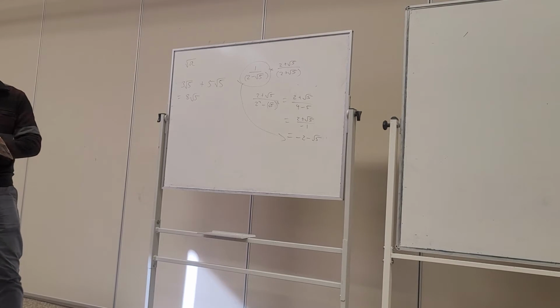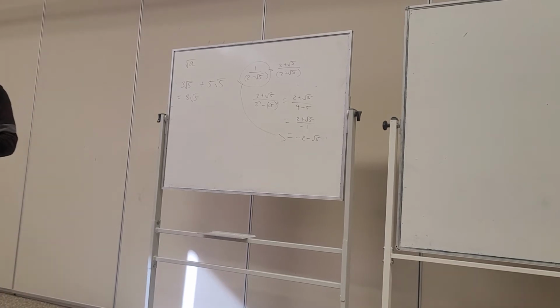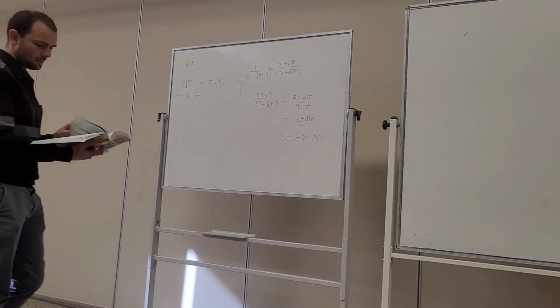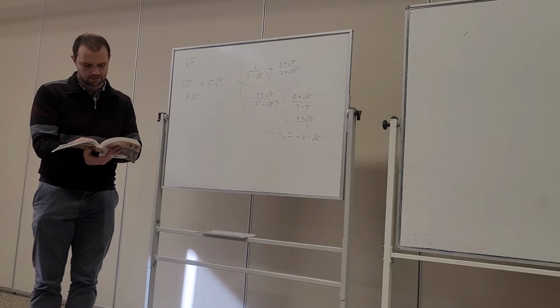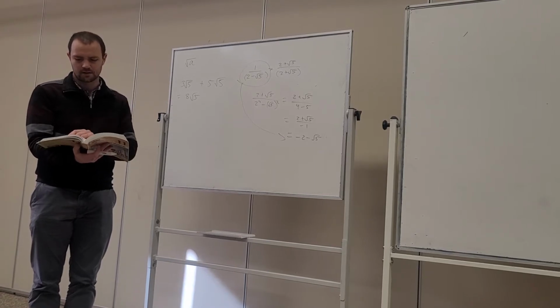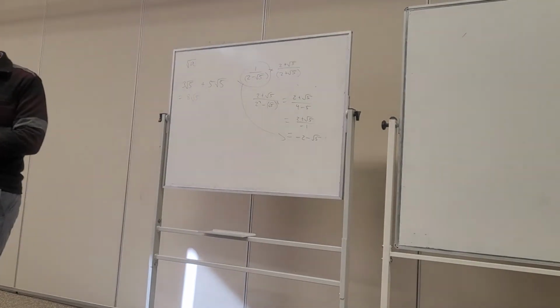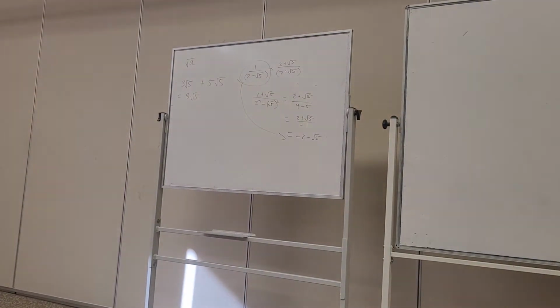Alright, so that's what we're doing in 12a. In 12b and 12c, we cover index laws. Okay, we've been doing index laws for a very long time. So yeah, simplification using index laws. 12d, scientific notation. So keep scrolling through with me. 12e, we get to rational indices.